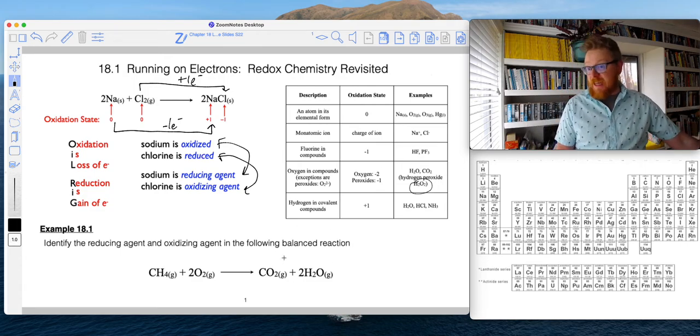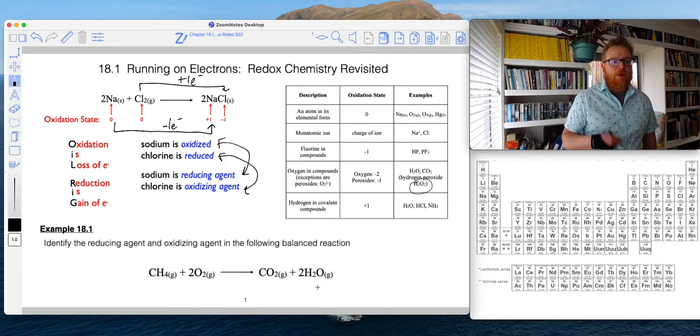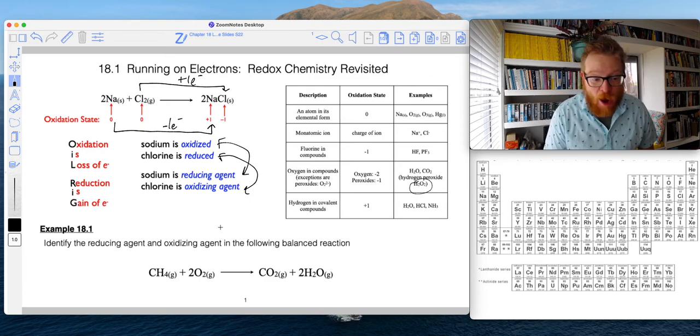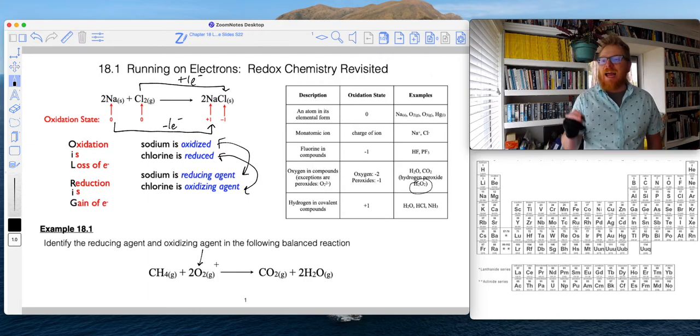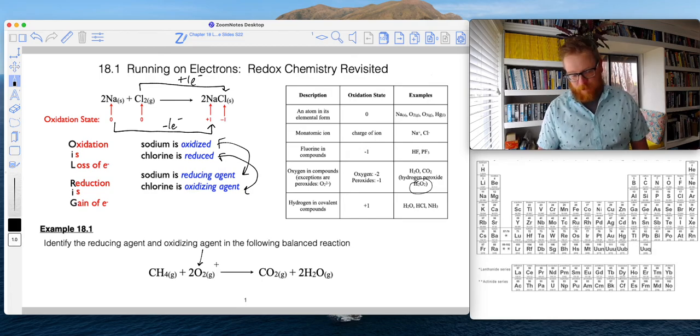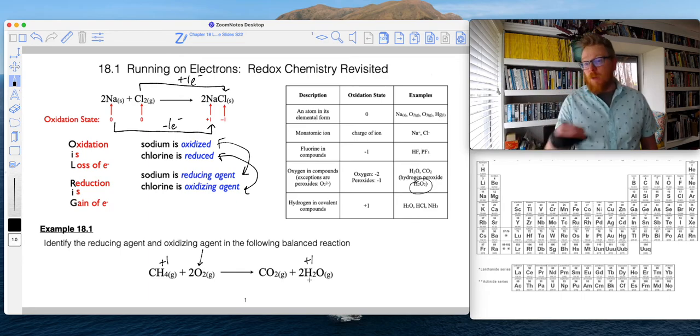So now here's an example, a combustion of methane. We want to identify the reducing agent and the oxidizing agent. And I'll tell you right now, when oxygen gas is involved in a reaction, 99.999% of the time, it is the oxidizing agent, okay? But we should still go through just to check, okay? So we can see, for example, hydrogen in covalent compounds is +1. So it's +1 in methane. It's also +1 in water, so hydrogen doesn't change, okay?